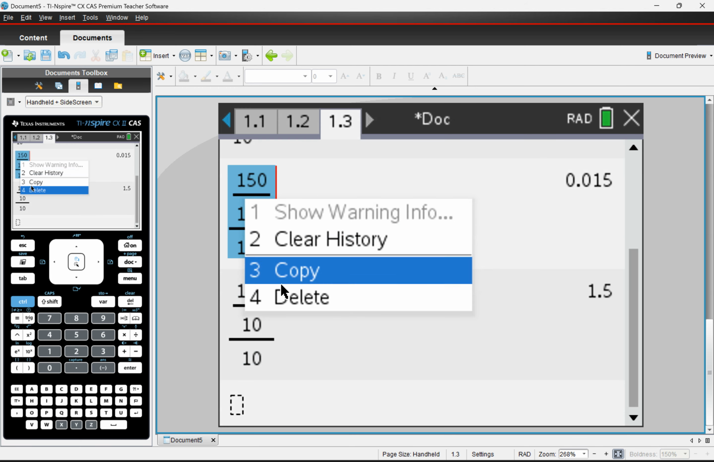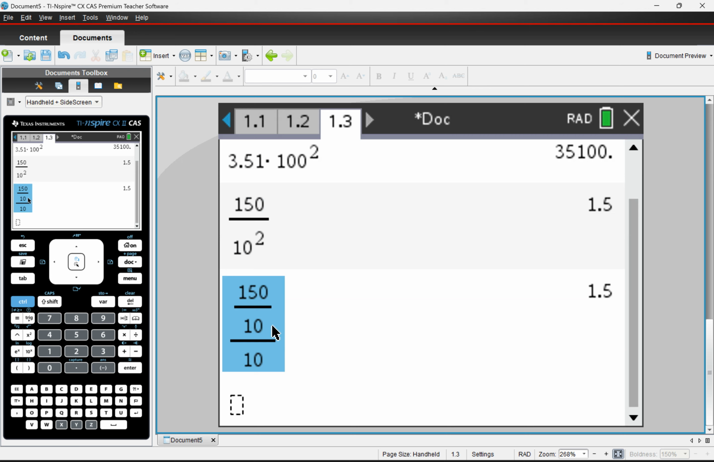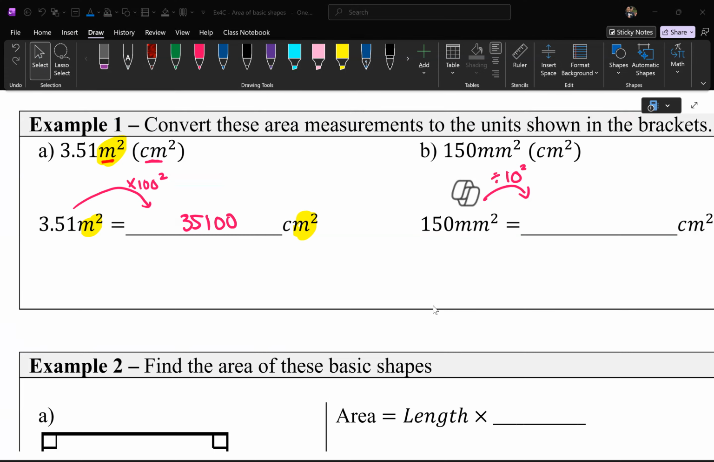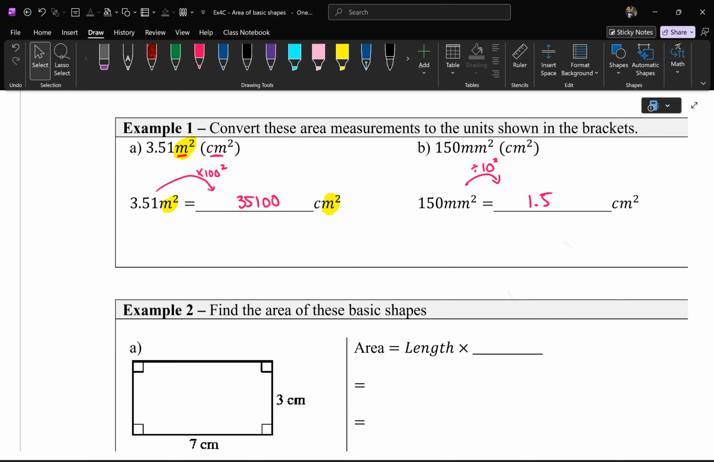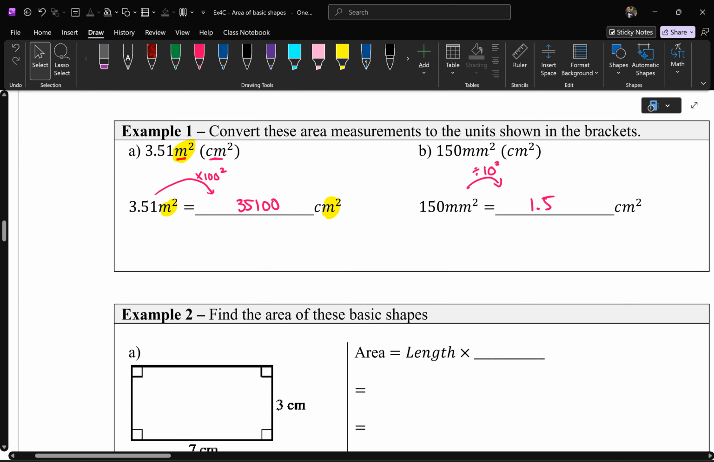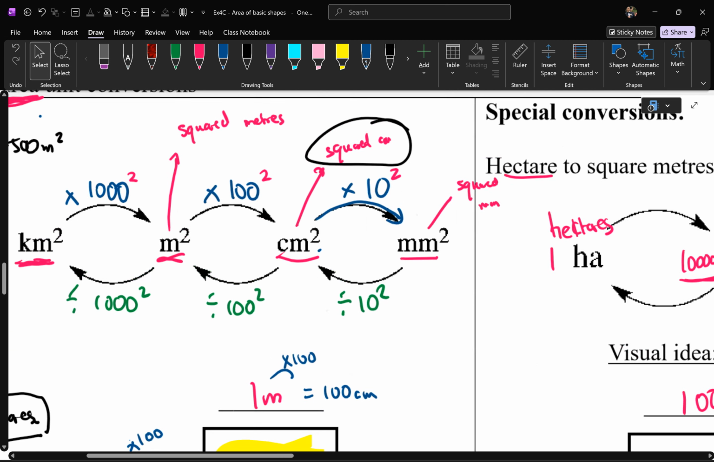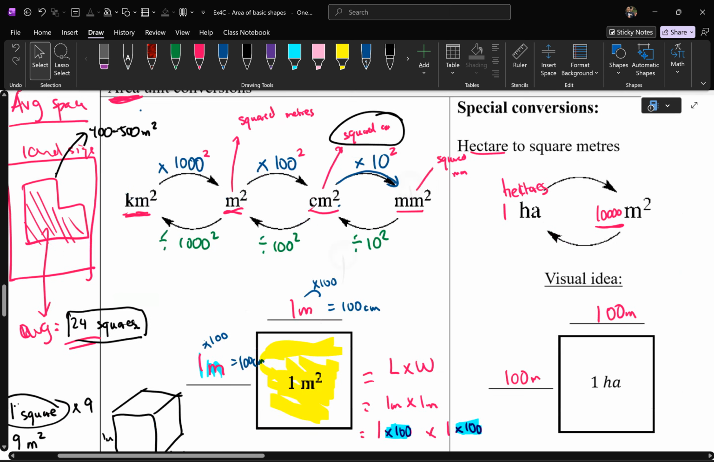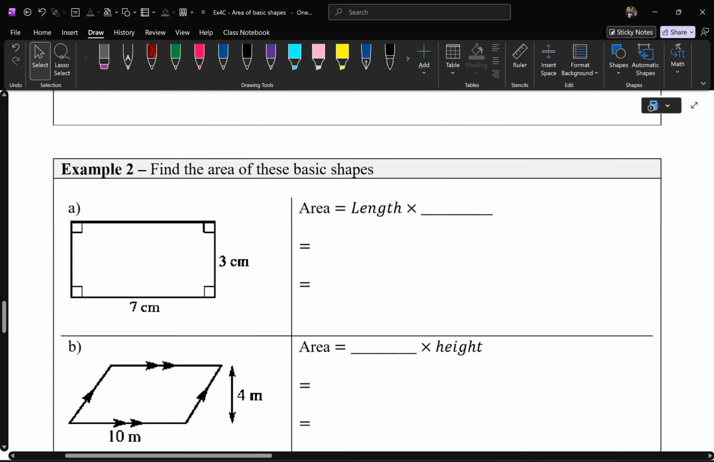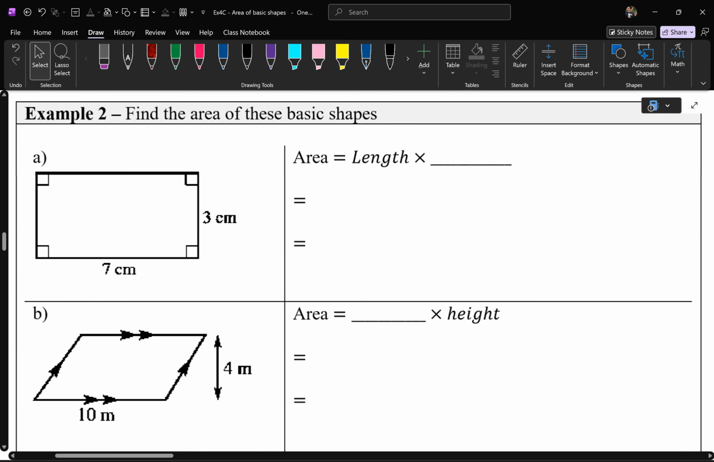Again, if you don't know how to do the 10 squared in your calculator, you can just do divide 10, or you can do divide 10 squared. Both the answers are the same. Okay? So that should give you 1.5. That's unit conversions. That's part of the exercise to practice how to convert. You just use the chart and follow the chart that I gave to you over here. Follow the chart. Follow the arrows. All right. First one is pretty easy.